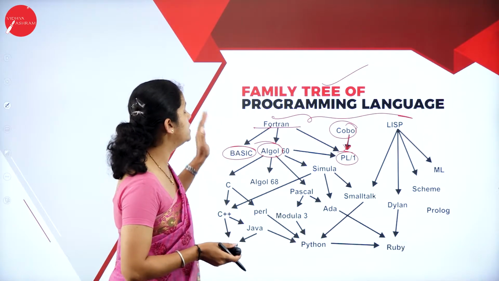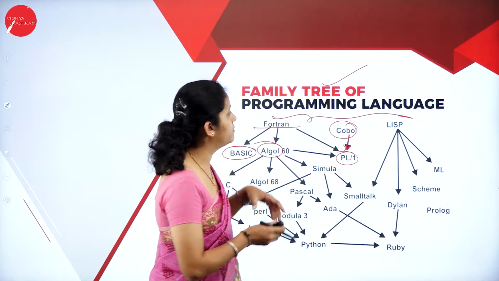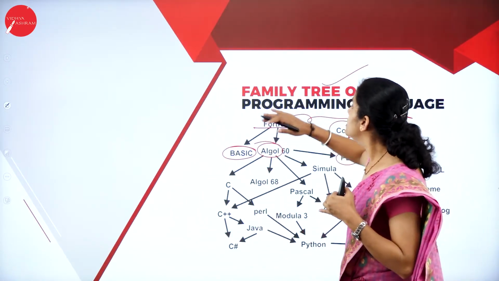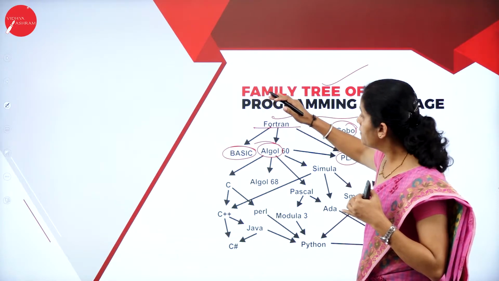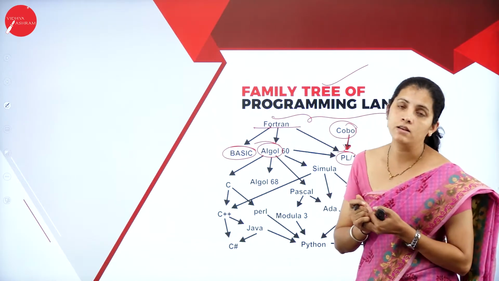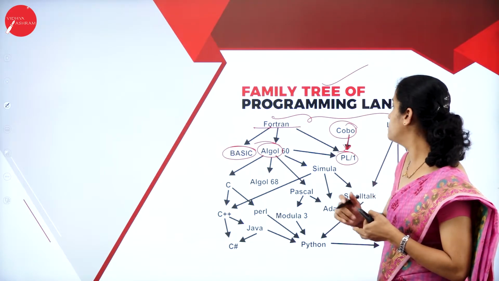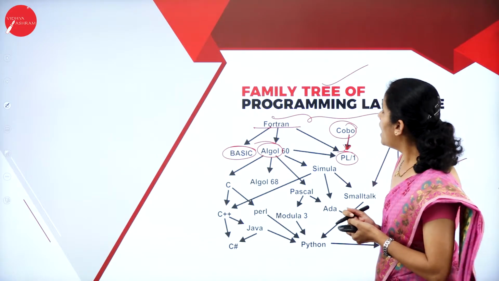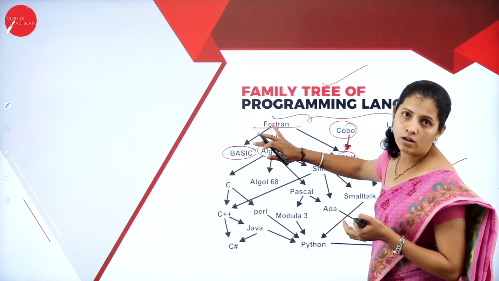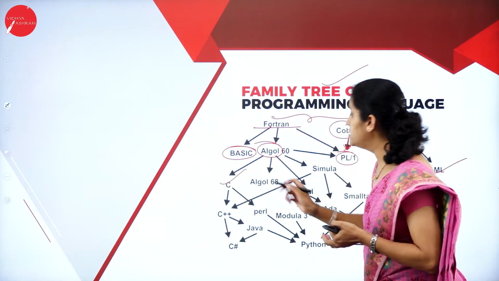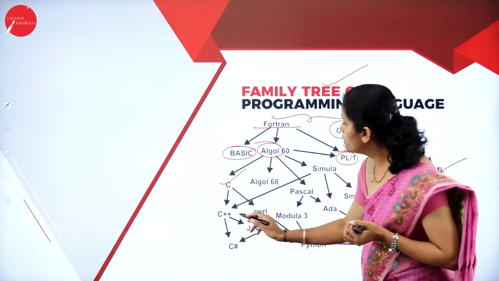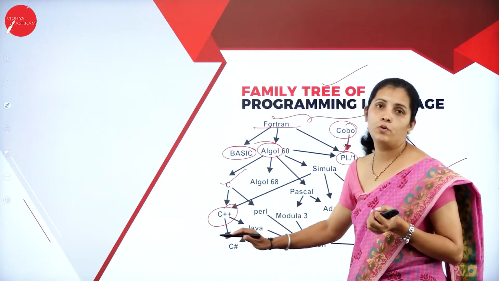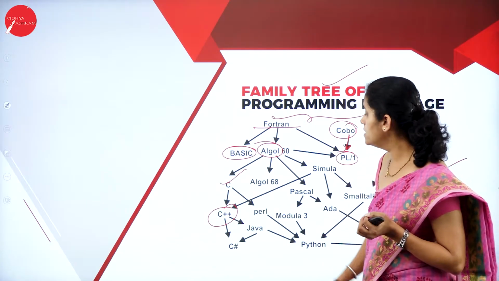That means initially we had Fortran, then we had COBOL, then we had Lisp. From these programming languages, we are going to derive some other programming languages like Basic, PL/I, ML, etc. And from Algol, we are going to have C. From C, I'm going to have the C++ programming language. From C++, I'm going to have C# and Java.